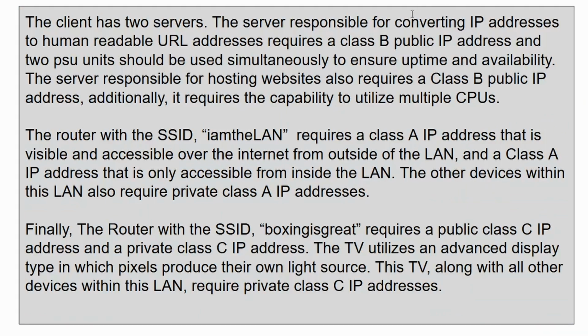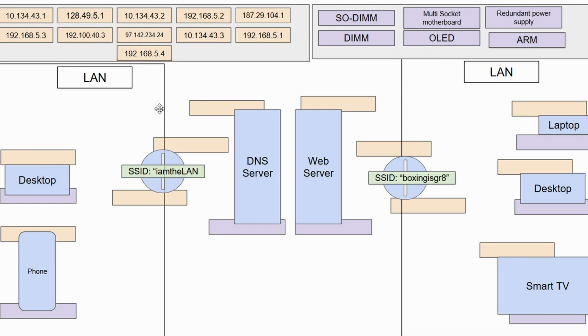So that DNS server requires a Class B public IP address. Okay. Let's just go there. Class B public IP address. Have a look at these IP addresses. In the top left, can you find a Class B public IP address? Hopefully you were able to do that, guys. Hopefully you've located maybe a couple of Class B public IP addresses.